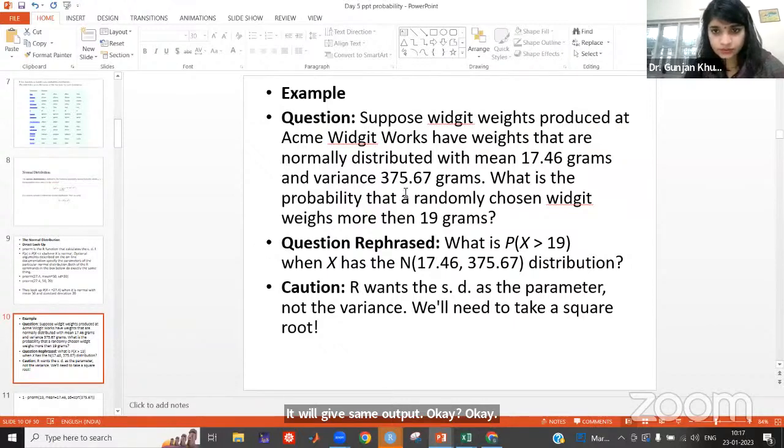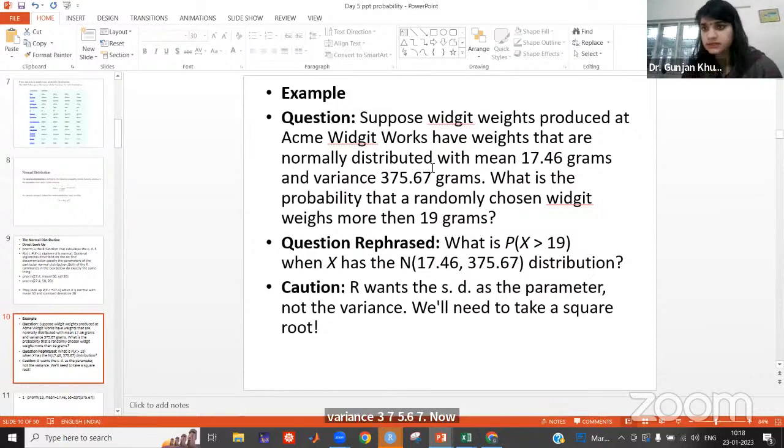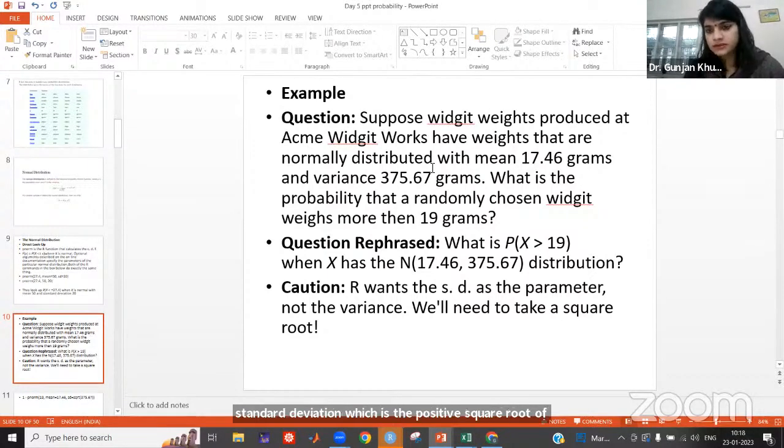Now, suppose I asked you to do this question. Suppose widget weights produced at your widget works are normally distributed. So it's given to you that the random variable, widget weights, follows normal distribution with mean 17.46 and variance 375.67. Since variance is this, you have to find the standard deviation, which is the positive square root of variance. What is the probability that a randomly chosen widget weighs more than 19 grams? So how will you calculate this?